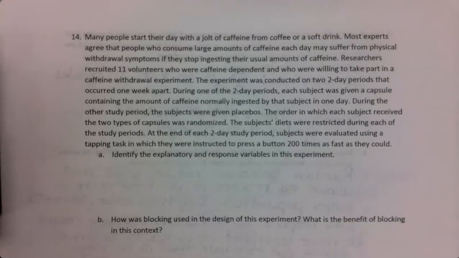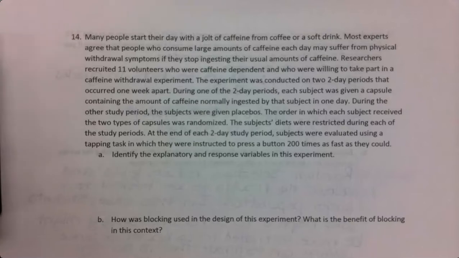Researchers recruited 11 volunteers who were caffeine dependent and who were willing to take part in a caffeine withdrawal experiment. The experiment was conducted on two-day periods that occurred 1 week apart. During one of the 2-day periods, each subject was given a capsule containing the amount of caffeine normally ingested by that subject in 1 day. During the other study period, the subjects were given placebos. The order in which each subject received the 2 types of capsules was randomized.